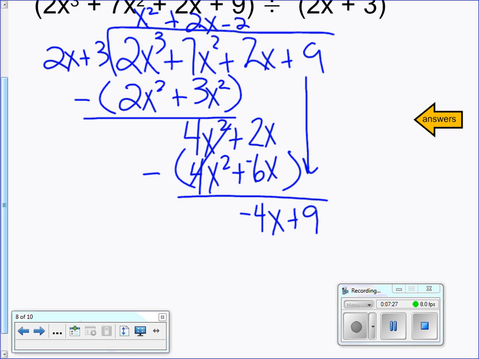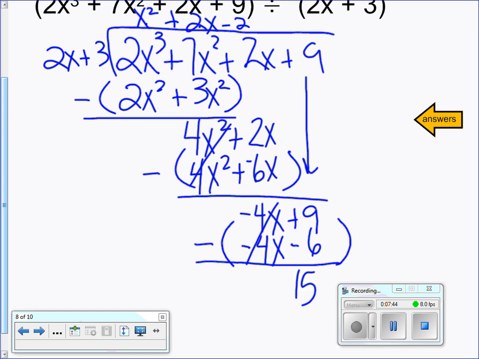So negative 2 times 2x is negative 4x. Negative 2 times 3 is negative 6. I subtract the whole thing, and I get 15. Since that's my remainder, that goes 15 over 2x plus 3. So my answer is x squared plus 2x minus 2, plus 15 over 2x plus 3.